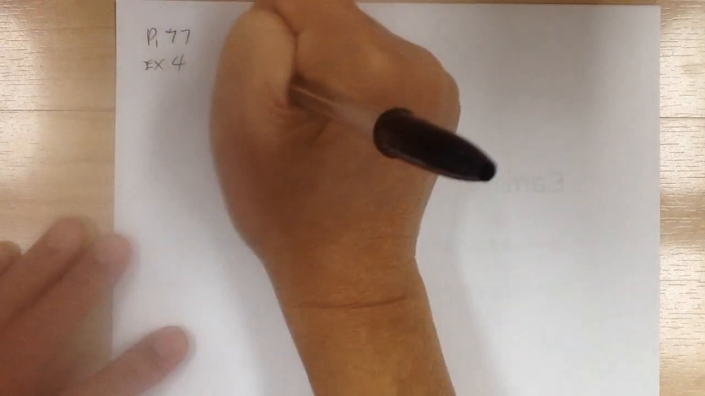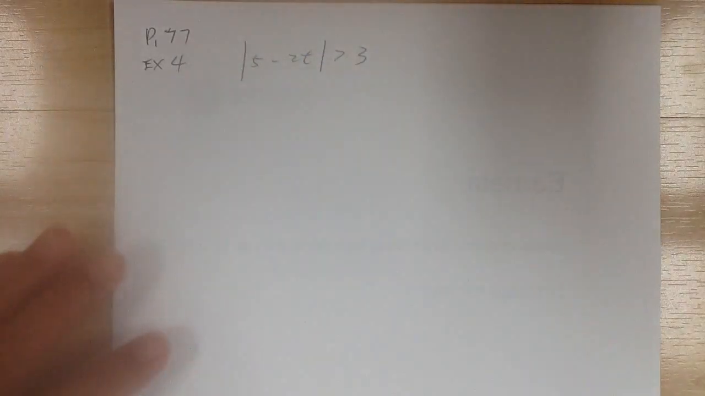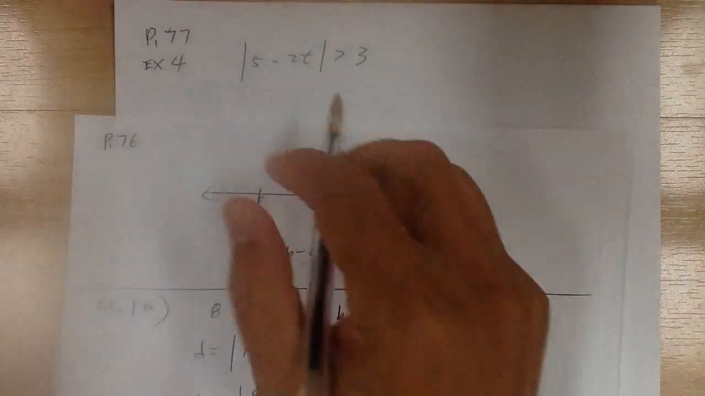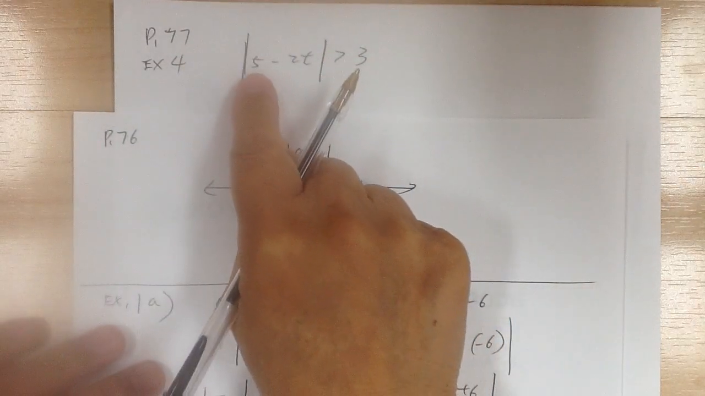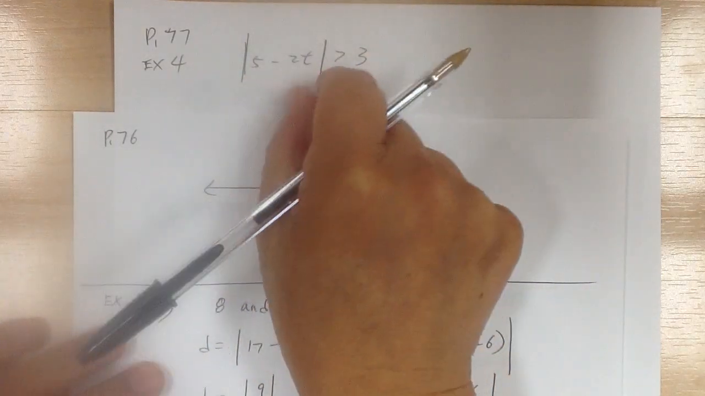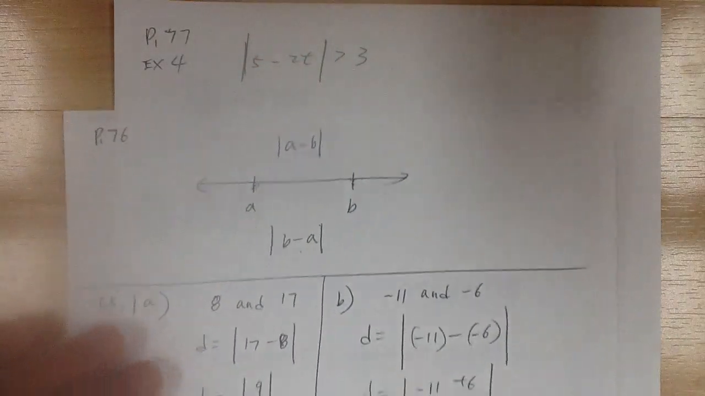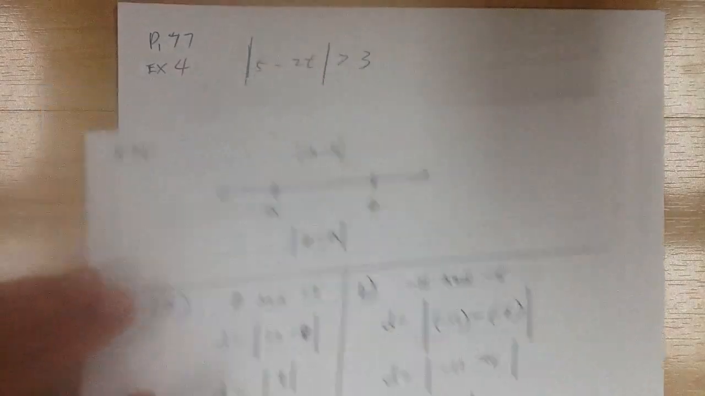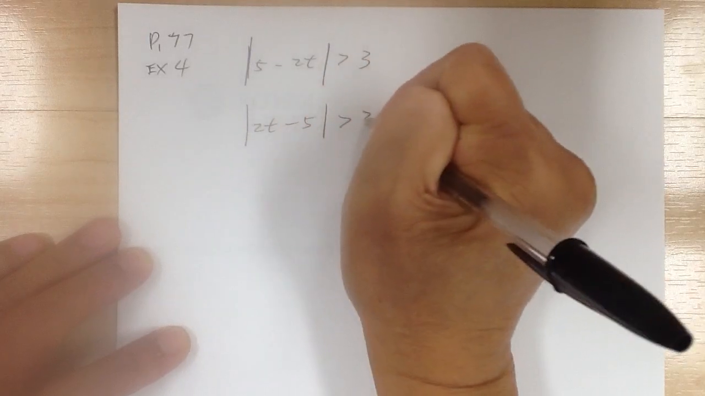Okay, let's go to example 4. You solve the absolute value of 5 minus 2t is greater than or equal to 3. Now remember from before, absolute value means the distance, so it's going to be the same. It doesn't matter which is the starting point. But to put it in the proper format, you need to flip it, because you need to have the variable in front. So I'm going to flip this over so I get 2t minus 5 is greater than or equal to 3.